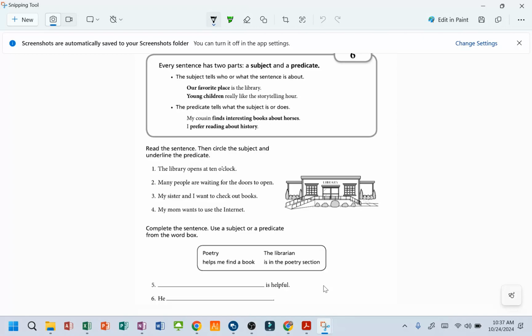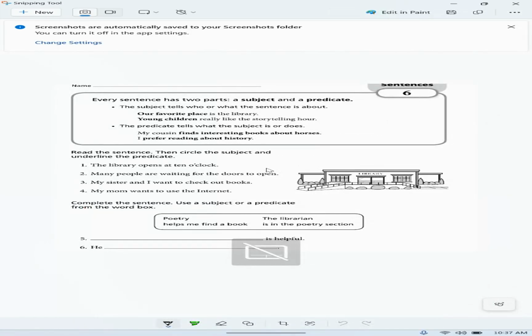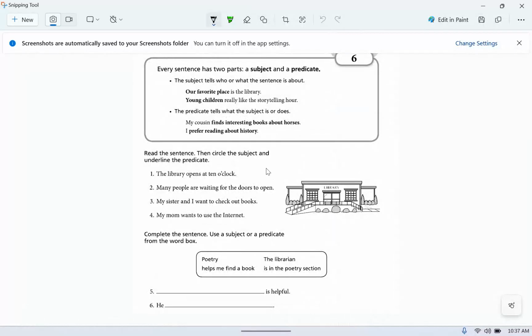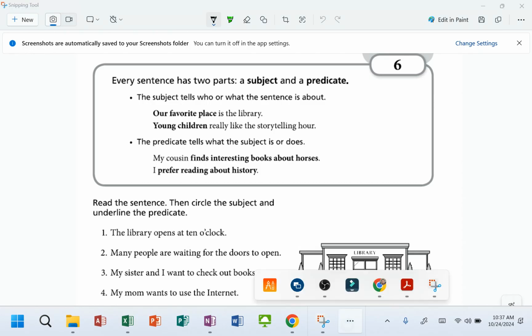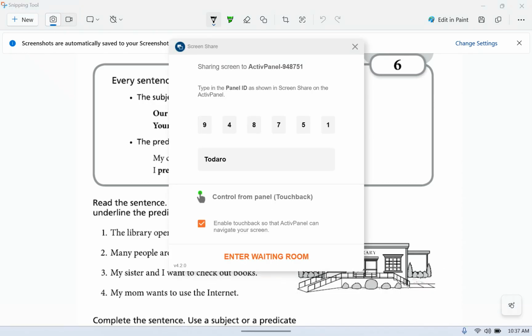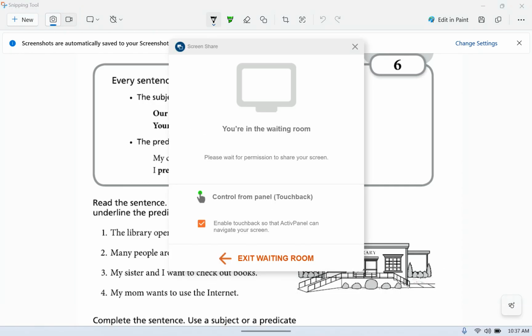All right, we're talking about subjects and predicates. We're going to work on these sentences together. All right? And so what it says is every sentence has two parts, and it would be sweet if you guys could see it up here. I'm working on it. There you are.